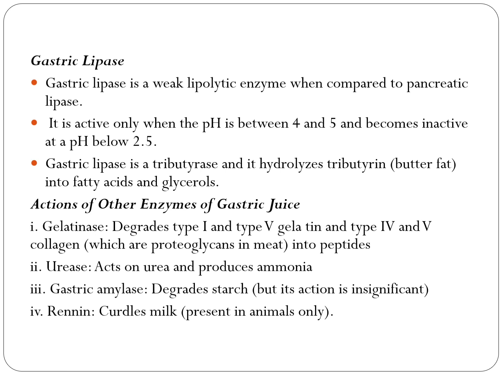Action of other enzymes of gastric juice. Gelatinase, it degrades type 1 and type 5 gelatin and type 4 and 5 collagen into peptides. Then urease, it acts on urea and produces ammonia. Then gastric amylase, it degrades starch. Then renin, it curdles milk.